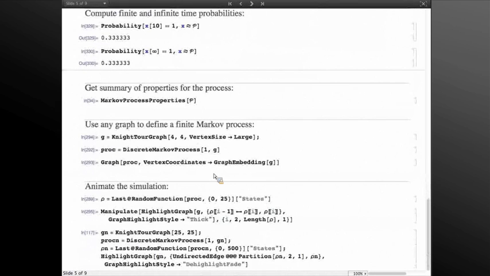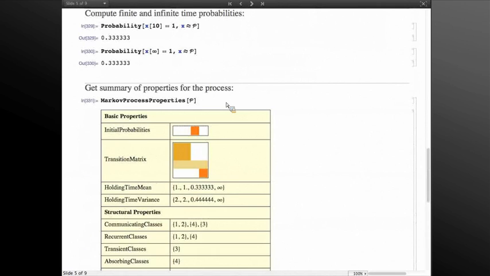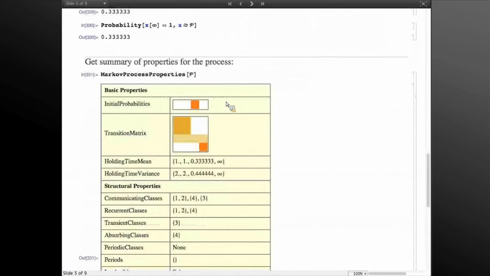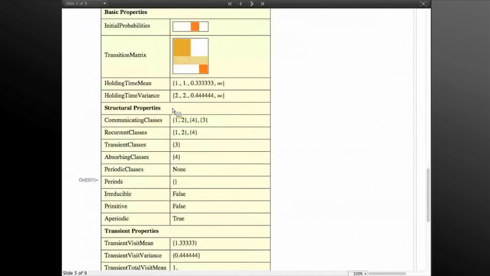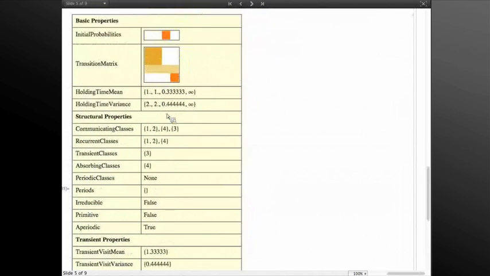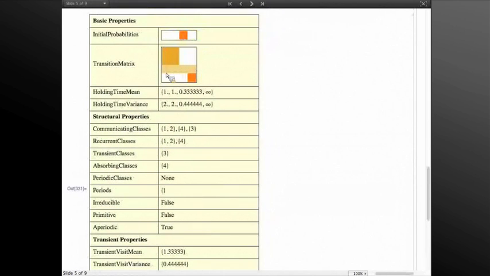Now, something that we do for many of these classes is that we provide additional service functions that effectively produce a report. And everything that you see here in this table you can individually call and compute with. But this basic report summarizes a lot of it. So you can see things like initial probability, transition matrix, and some of the structural things that I hinted at.